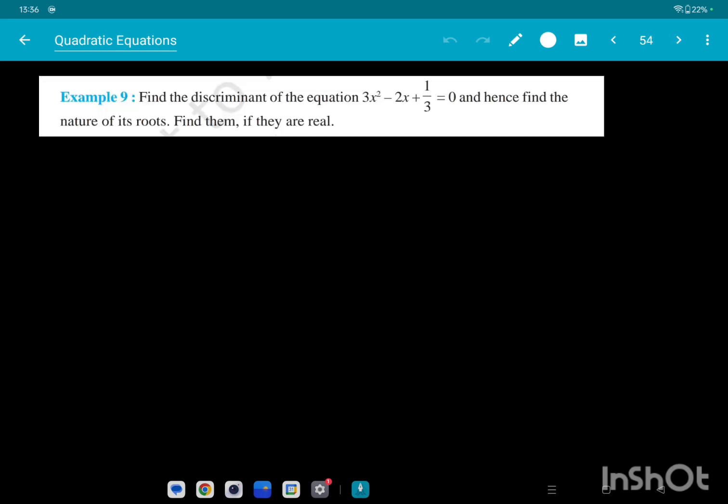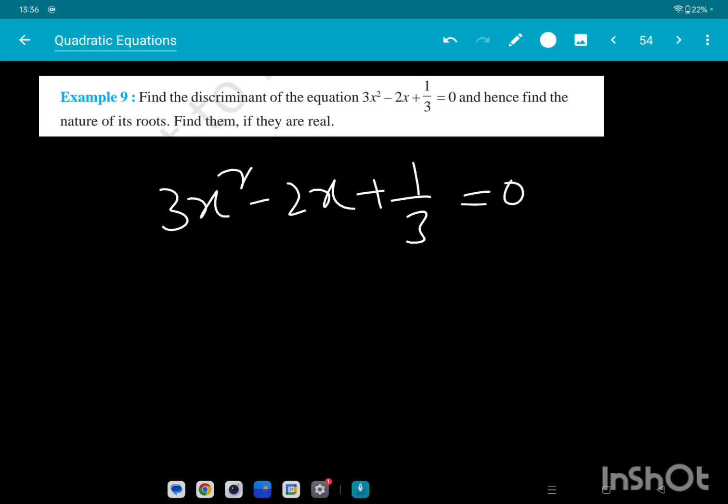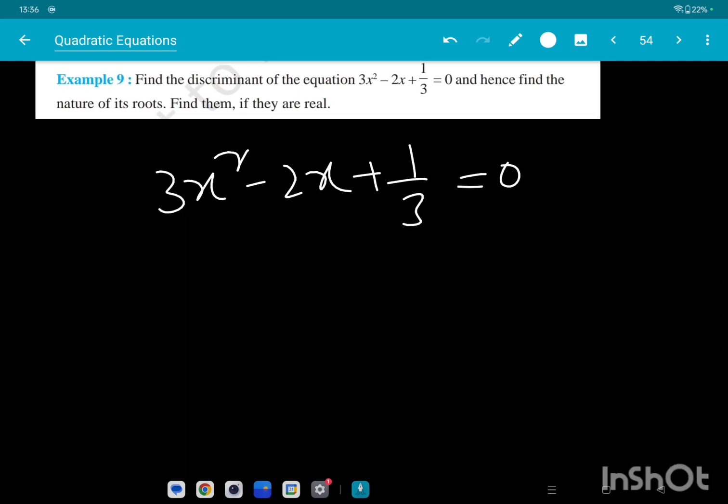No, I will tell you this question. Find the discriminant of the equation 3x² − 2x + 1/3 = 0. First we need to find the discriminant and hence find the nature of its roots. If this equation has real roots, then we need to find the roots as well. So I will make this equation into general form.